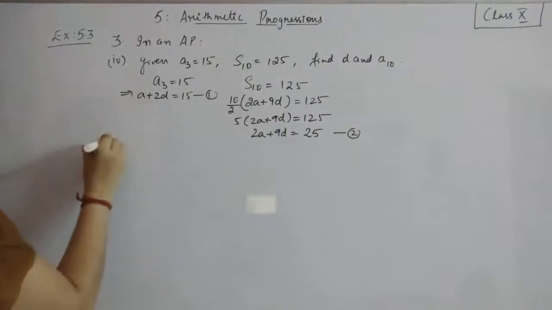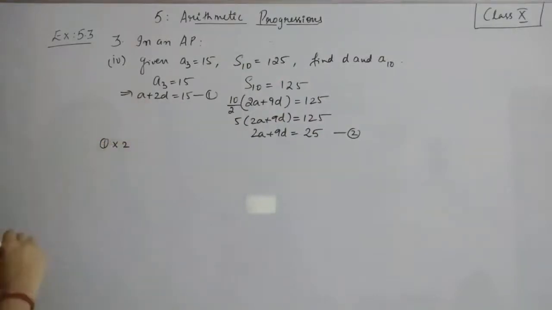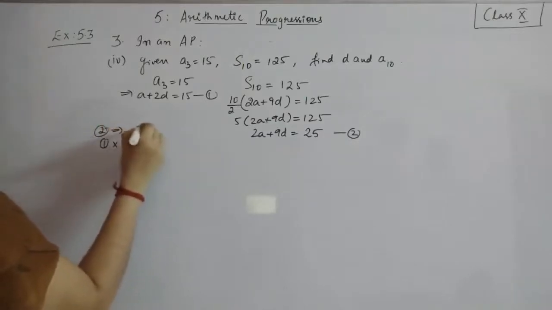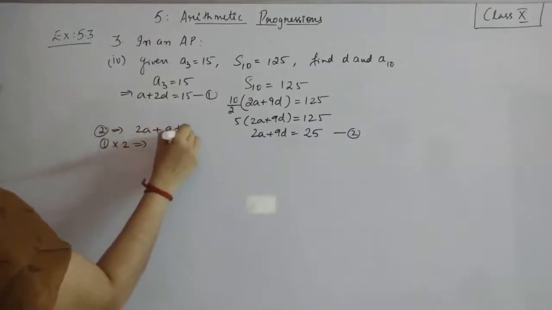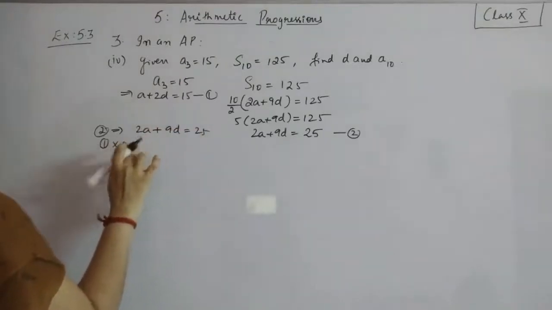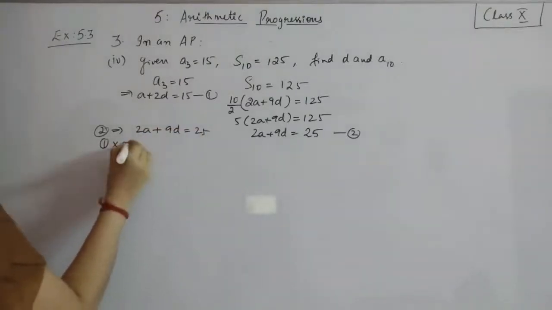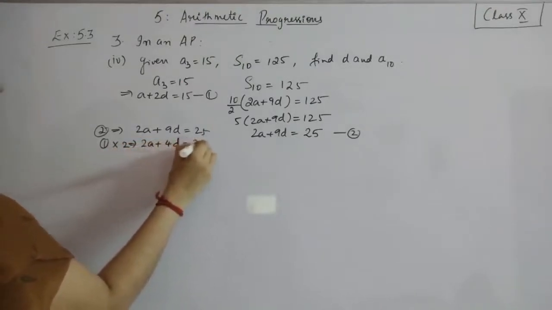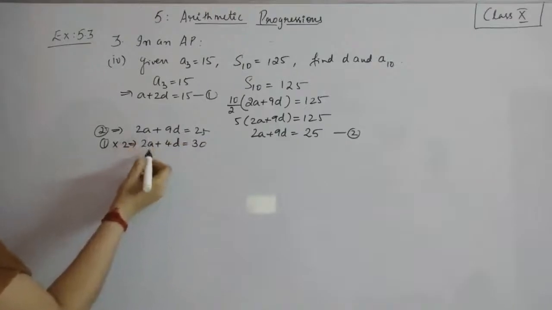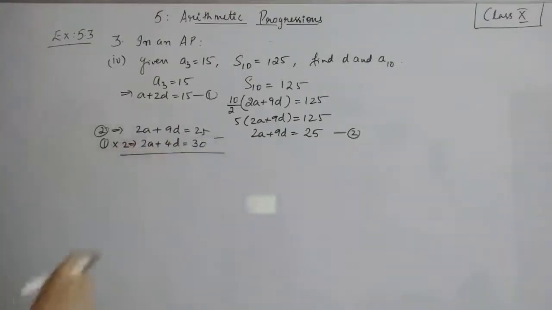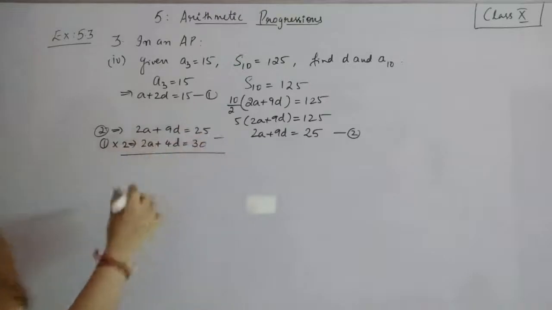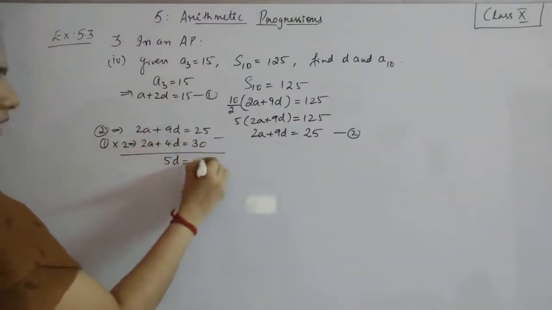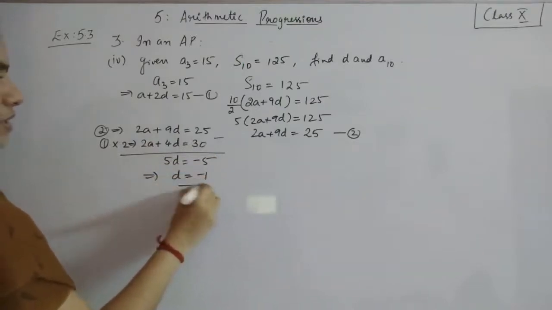So it is easy to make the first equation 2a plus 9d equal to 25 for the second equation, and the first equation multiplied with 2 will give you 2a plus 4d is equal to 30. Now the coefficients of a are equal. That means you can use the elimination method, that is, subtract both the equations, and you will get 9 minus 4, 5d is equal to minus 5. So you will have d is equal to minus 1.